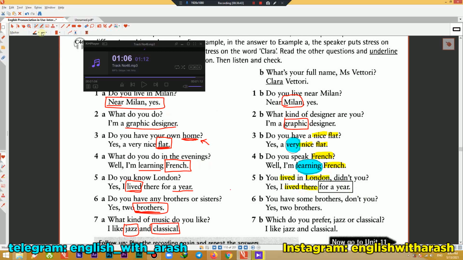So you have to stress the new information, or actually the answer, kind of, to the question. It says you lived in London. So of course I did. I lived there for one year. You lived in London, didn't you? Yes, I lived there for a year.